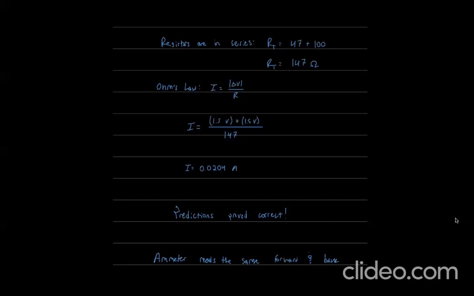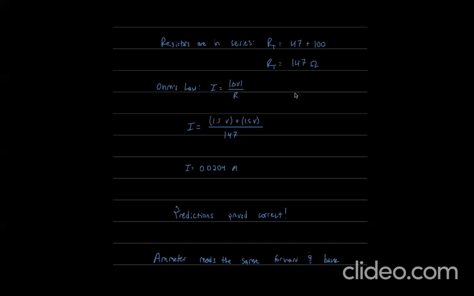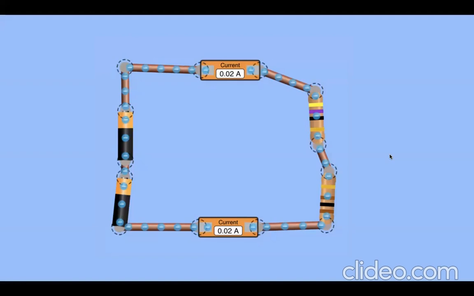And part 1, series circuit. So here, when looking at this setup, we can add up the total resistance and add up the voltages of the 1.5 volt batteries. And using Ohm's law and nodes rule, we get an expected current of 0.0204 amps. And our predictions were proved correct by this model seen here.